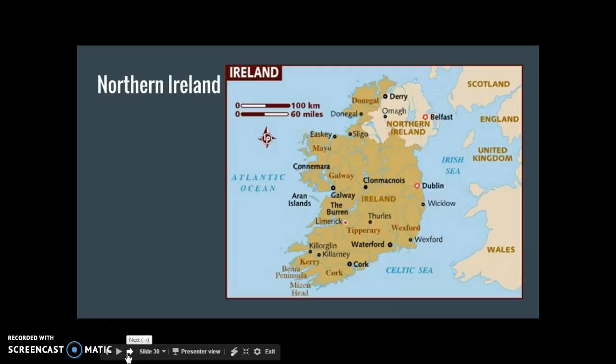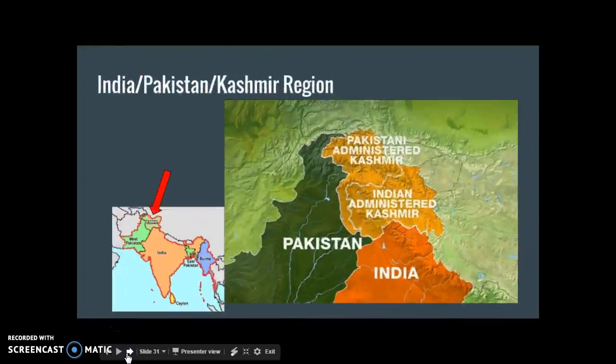So the conflict there is they're both Protestant groups, but the conflict is between Protestants and Catholics. Okay, they're both Christian groups. Let me rephrase that. Okay, here in India and Pakistan, this Kashmir region is going to be the area that is in conflict. So within India, you have two groups of people. You have Hindus, which make up the majority of the country, and Muslims, which are the minority.